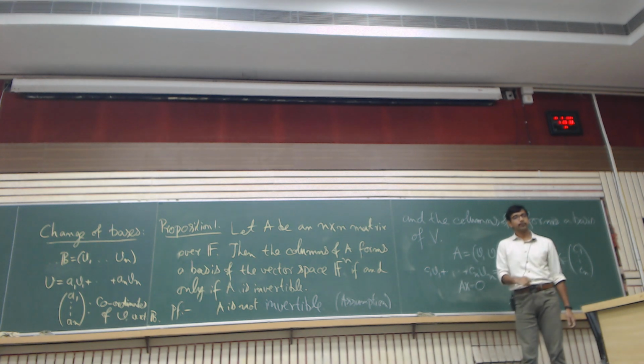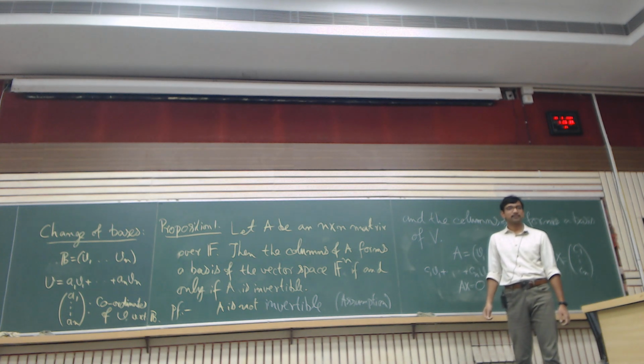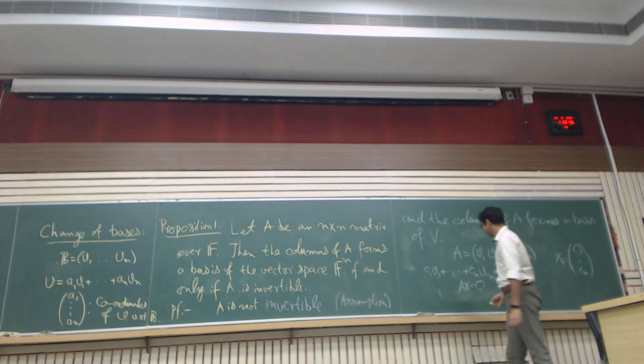And since A is not invertible, it would have an infinite number of solutions. So this means that there would be a non-trivial solution, a linear relation between V1 to Vn. Contradiction. So they are not forming a basis, you see.